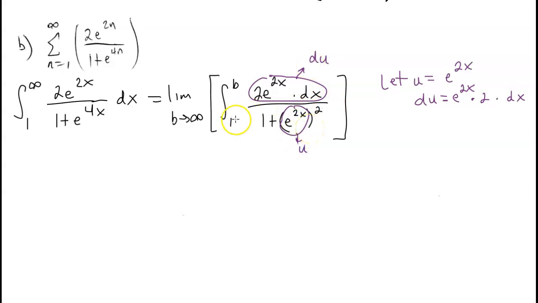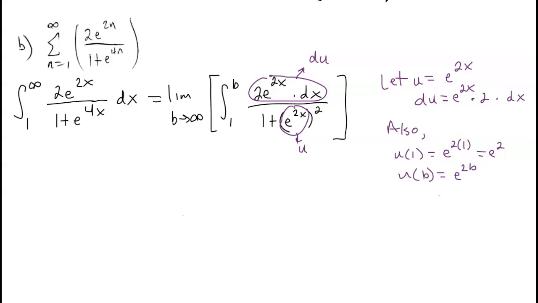And so now all we have to do is figure out what our limits of integration look like in terms of u. Okay. So also here we'll say u of 1. And if we plug in 1 here for x, that will just be e raised to the 2. And u of b will just be e raised to the 2b. Okay.